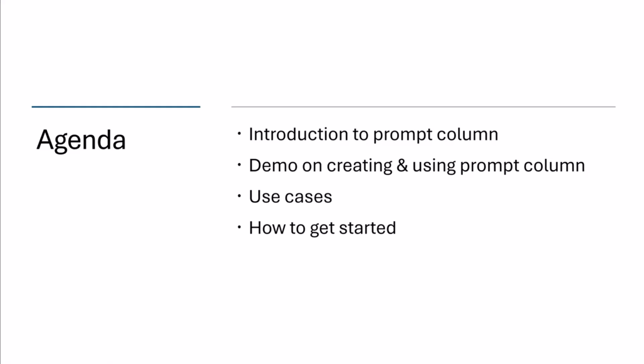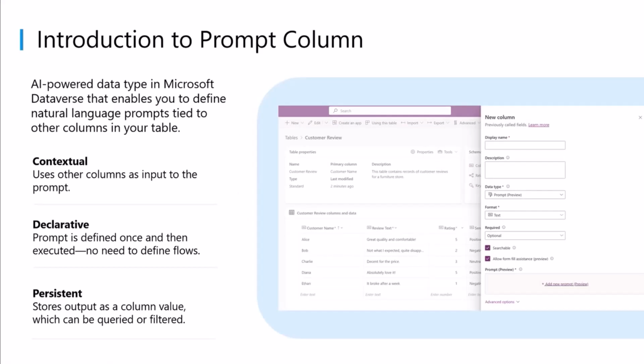So prompt columns is a specialized data type that we recently released. It allows you to define natural language prompts that are tied to other columns in your table. So in my case, what I just demonstrated is I defined a natural language prompt to identify the sentiment or the state according to another column as input. So as you can tell, it's very highly contextual, which means that you can derive insightful data from existing data that's already in your table.